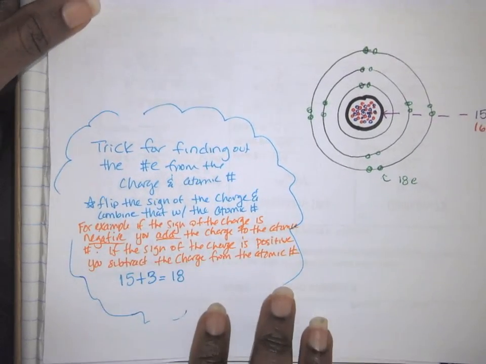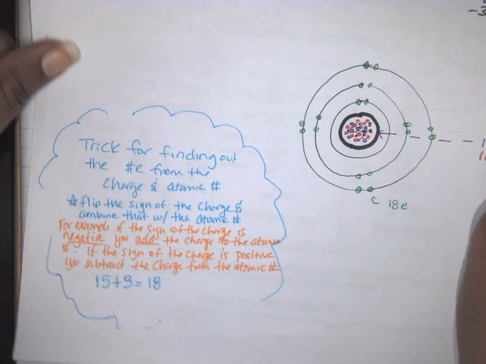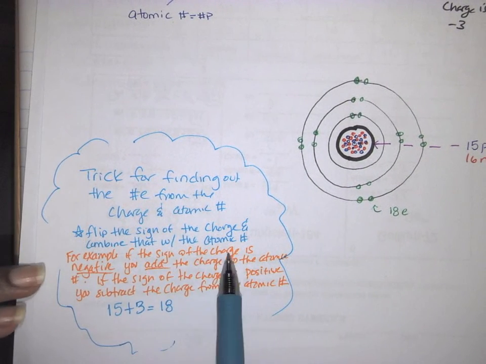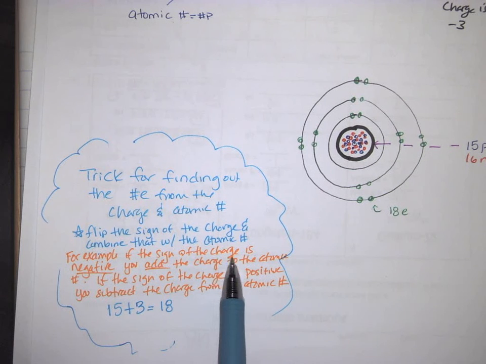So that's just a trick. If you want to use that trick, you flip the sign in front of the charge and then combine it with the atomic number. So for example, if the sign of the charge is negative, you add the charge to the atomic number. If the sign of the charge is positive, you subtract the charge from the atomic number.